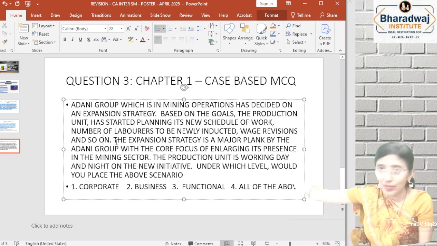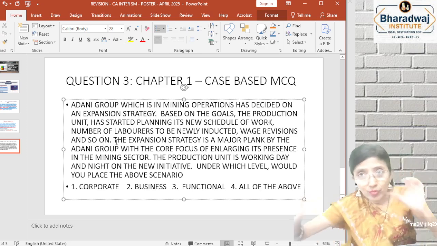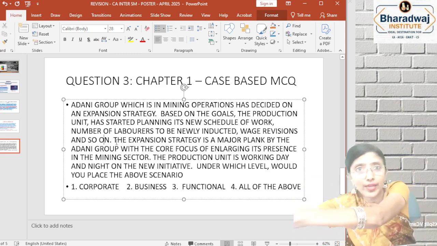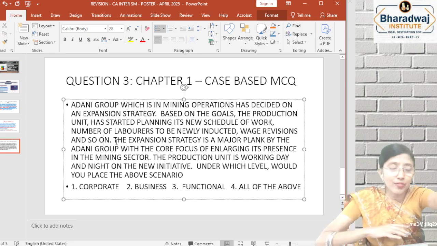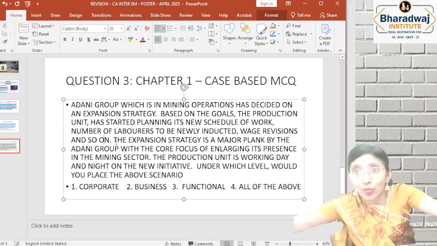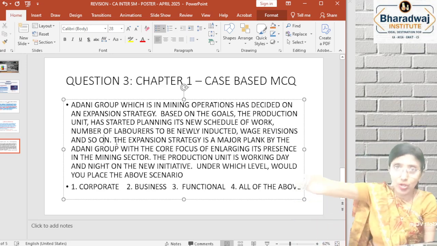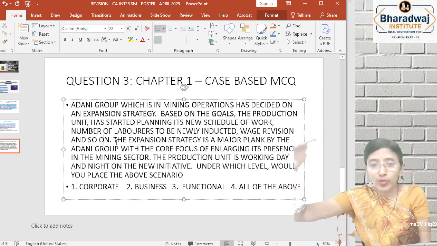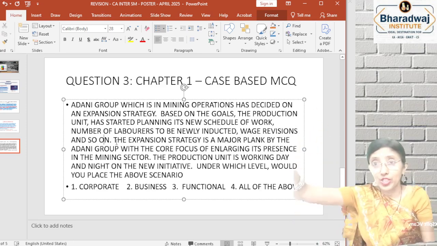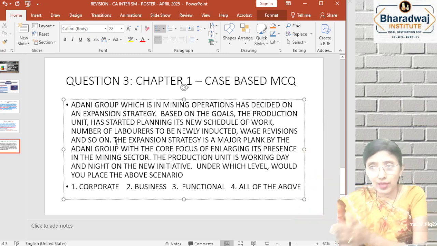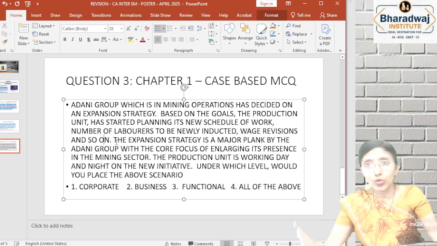There may be two levels also, which is elaborated. What is the scenario there which you are saying? The production unit is working hard, day and night, they are planning wage revisions, a new schedule of work, more laborers. What is the picture there? If it was corporate, the Adani Group wants to strengthen its mining operation as compared to chemicals and other fields in which they found their rivals are more competent. Therefore, they want to do this kind of a thing.